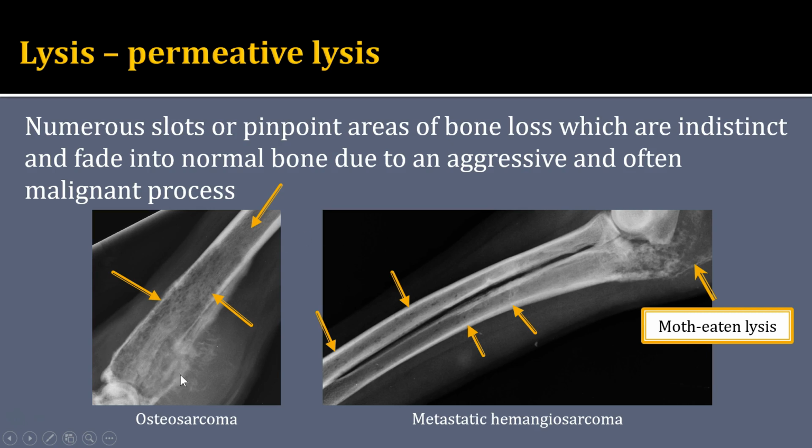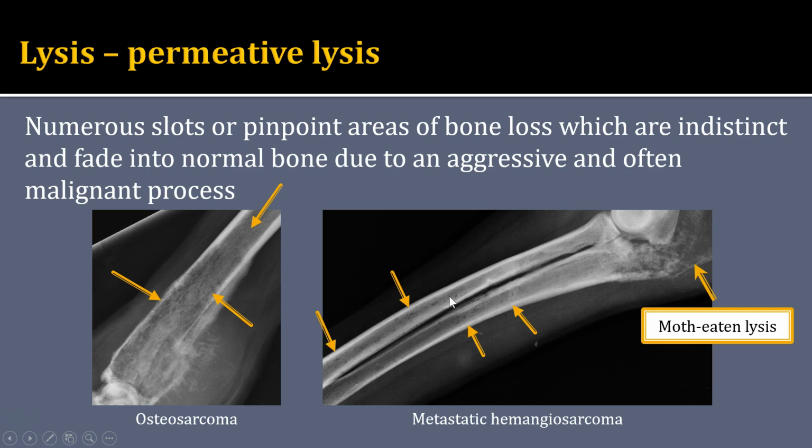So this is a magnified area of the distal tibia, and if you notice in this distal tibia there are multiple little slot-like or pinpoint areas of lysis, and then fairly normal looking bone that it faded into. This patient also has some moth-eaten lysis as well, so again oftentimes a mixed pattern of lysis, and this is a primary bone tumor or osteosarcoma.